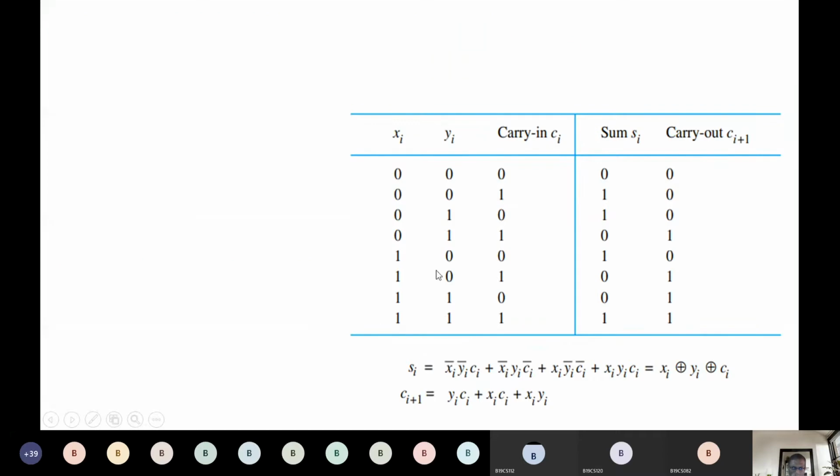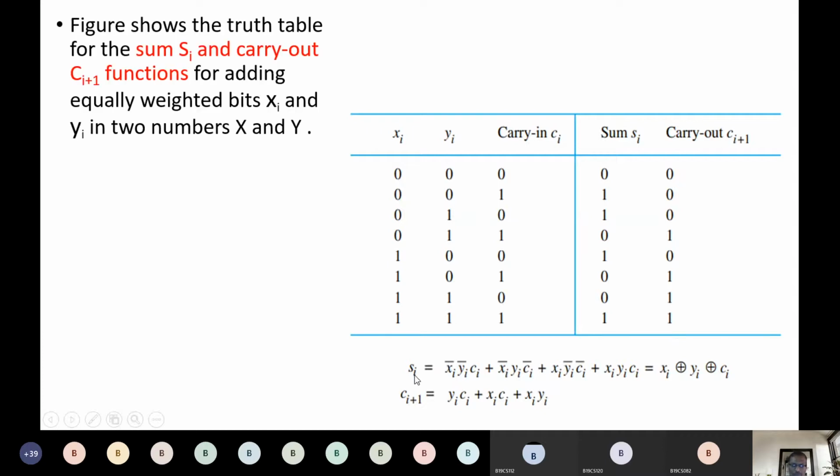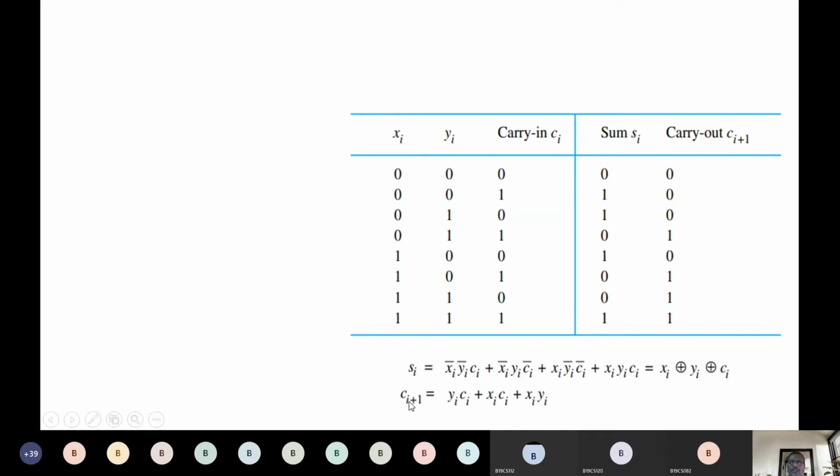So in this way, for every combination of X, Y and carry in, we had written the respective sum and also the carry out. Okay. So based on this truth table, we had formed an expression. We had simplified this expression to get this one. So the expression for the sum and also the expression for the carry out. So look at the expression for the sum. How do we get this expression?